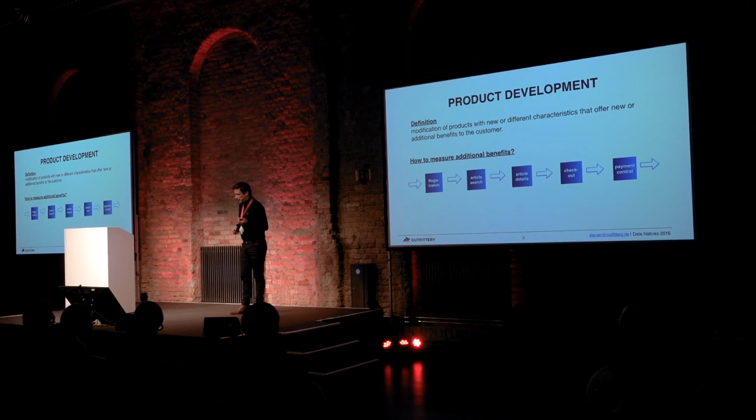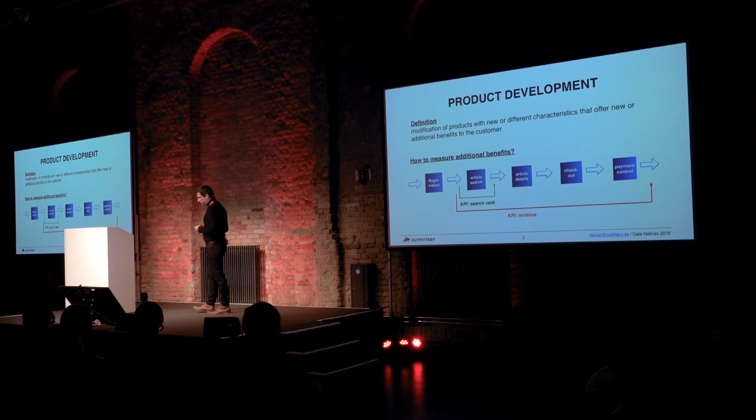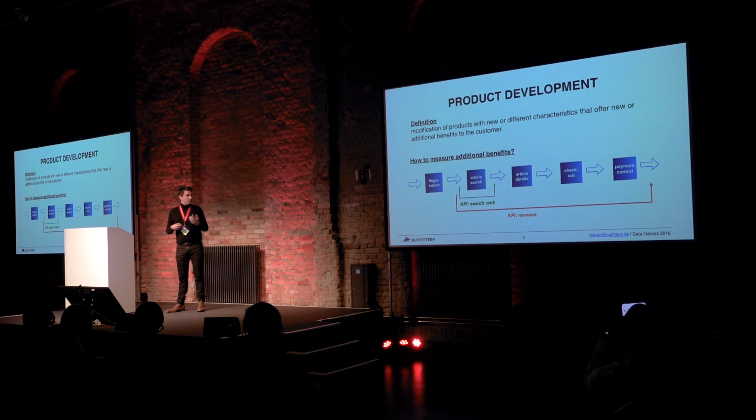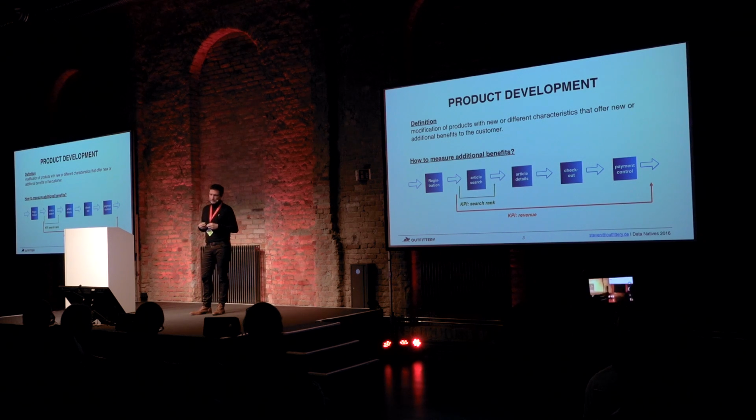For this, of course, you have to define KPIs. For instance, let's take the example of the article search. One meaningful KPI to measure the performance of the product might be the search rank, the rank of the item or the article on which the customer clicked when he searched something.